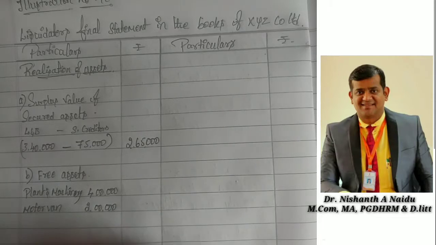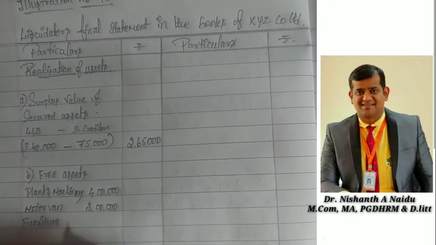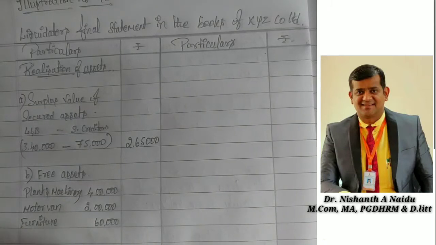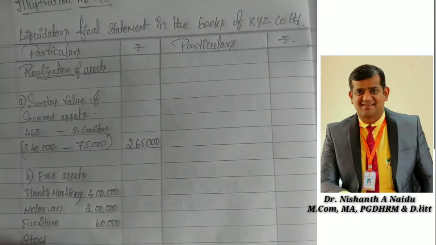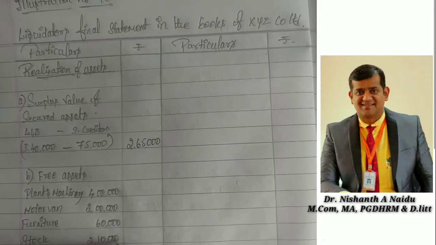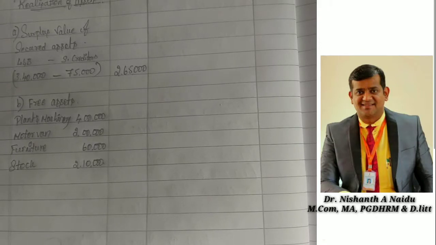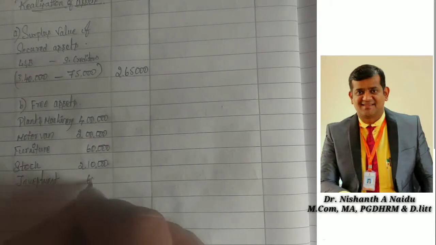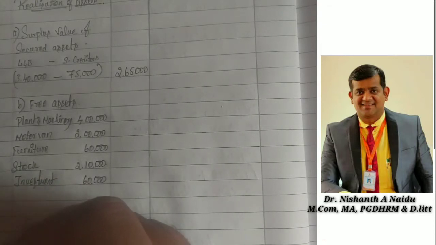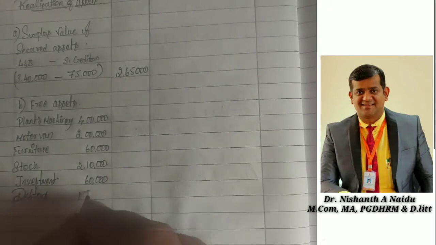Okay. Then write down furniture for 60,000. Then we have stock for 2,10,000. Next we have investment for 60,000 rupees. Then we have debtors worth rupees 1,50,000.